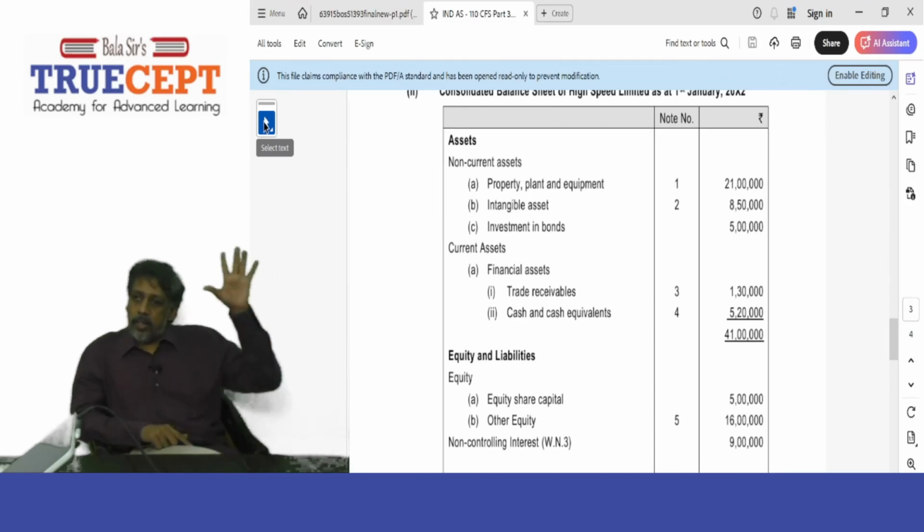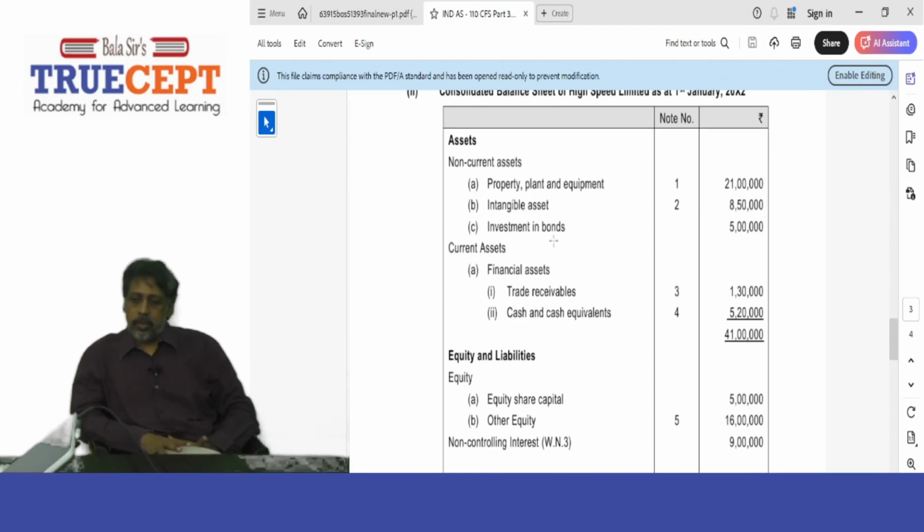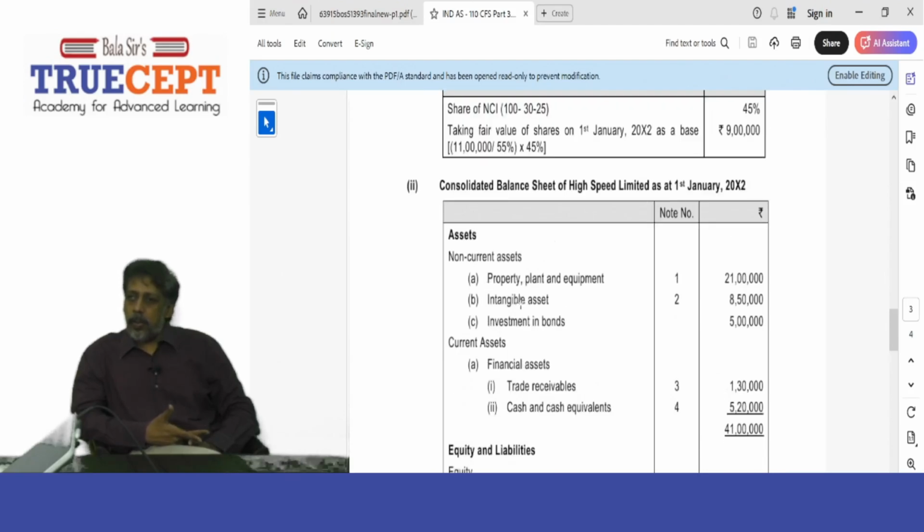Goodwill is 5 lakh. Other intangibles, brand, 3 lakh 50,000. Next, investment in bonds, 5 lakh, that is a financial asset. That is my bonds, if any, plus yours.